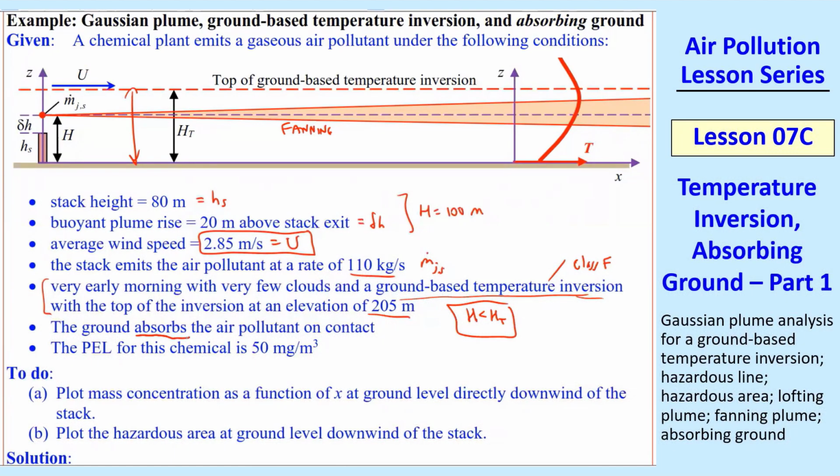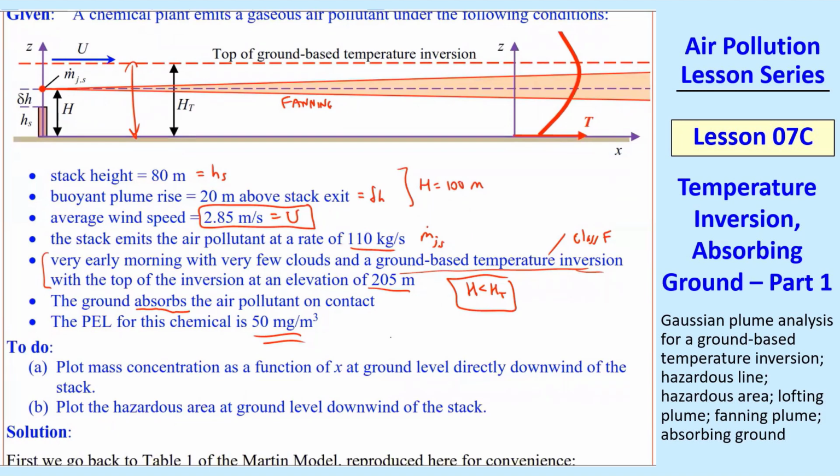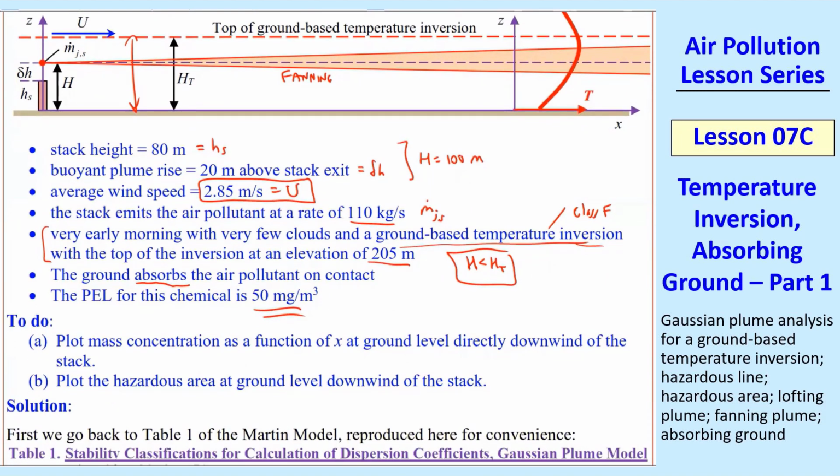We have an absorbing ground. We'll talk about reflecting ground later in another lesson. And the PEL is the same as before. So the only thing I changed was that it has a temperature inversion and I had to lower the velocity. I could have kept that speed the same just for illustrative purposes, but I lowered it to be more consistent with real life. And we want to do the same things we've done before.